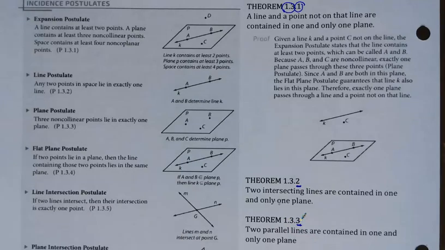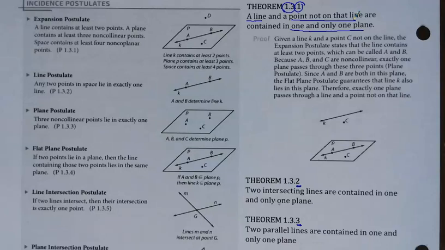All right, theorem 1.3.1: a line and a point not on that line are contained in one and only one plane. So a line and a point not on that line, so non-collinear, are contained in one and only one plane. We're using those postulates to come up with this. And so then the proof is here. This is your first look at what is called a paragraph proof, and it goes through and tells you why that's the case.